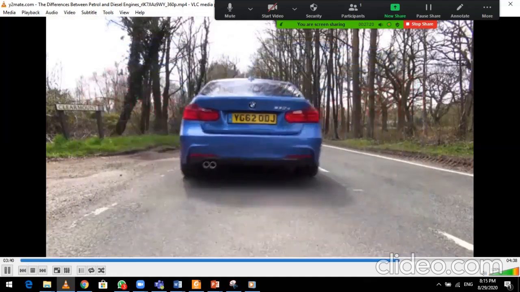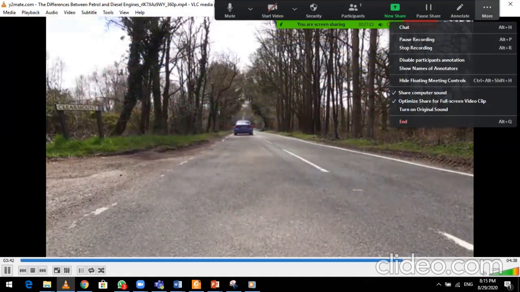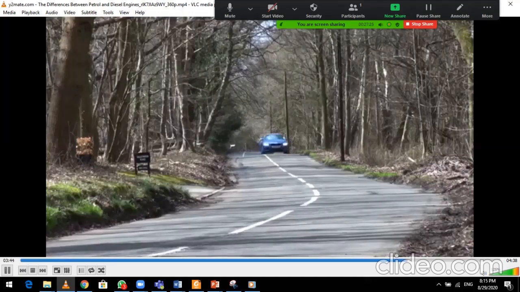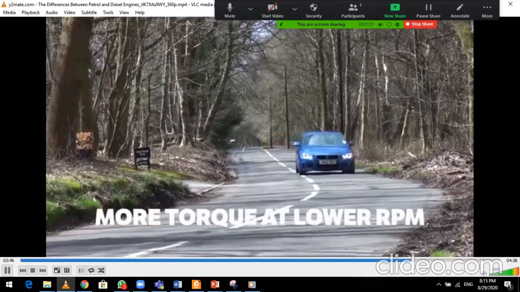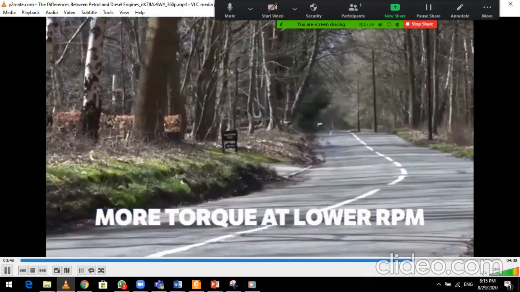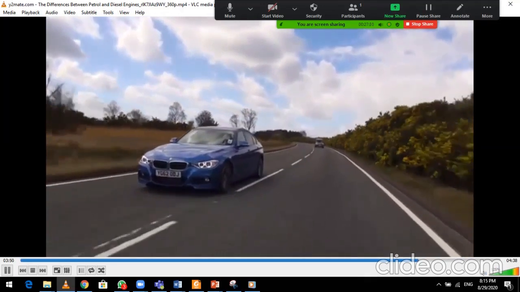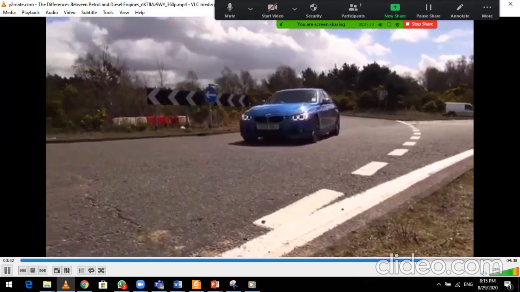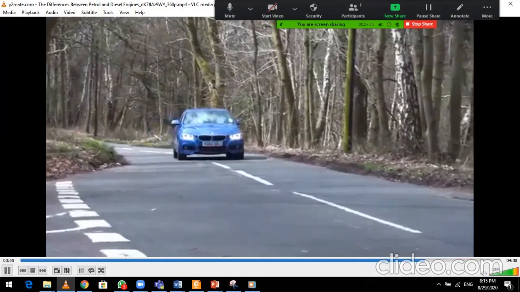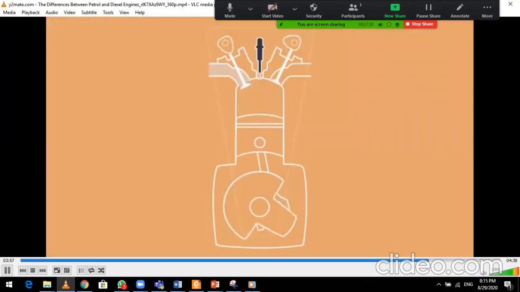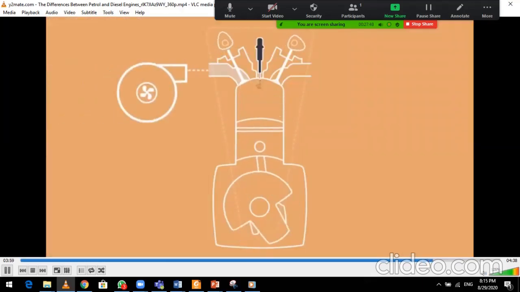The higher compression ratio, longer stroke, and typically higher turbo boost pressure of a diesel also allows it to produce more torque at lower RPM than a petrol engine, meaning that less fuel is needed to move a car. Another reason why diesels are more fuel efficient is their tendency to be turbocharged, and that's because a turbo feeds compressed air into the cylinder, which helps the piston descend into the cylinder, therefore saving energy.